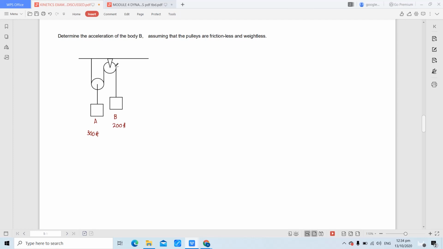No, regarding pulleys na merong friction, dini-discuss na yan sa inyong statics of rigid bodies. Okay, so ngayon, kaibahan nito, dalawa na yung body na kino-consider natin.